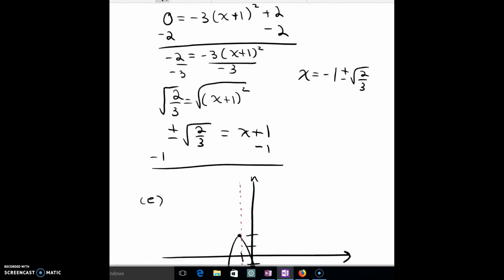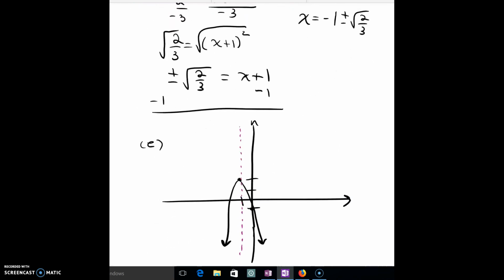Okay, the last thing we need to do is think about what the x-intercepts are. Now remember, we have two of them. We have negative 1 plus the square root of 2/3, and we have negative 1 minus the square root of 2/3. So this one over here is represented by negative 1 minus the square root of 2/3, because it's negative 1 and then we're subtracting something, so it's going to be a little bit to the left of that. And this one over here is represented by negative 1 plus the square root of 2/3.